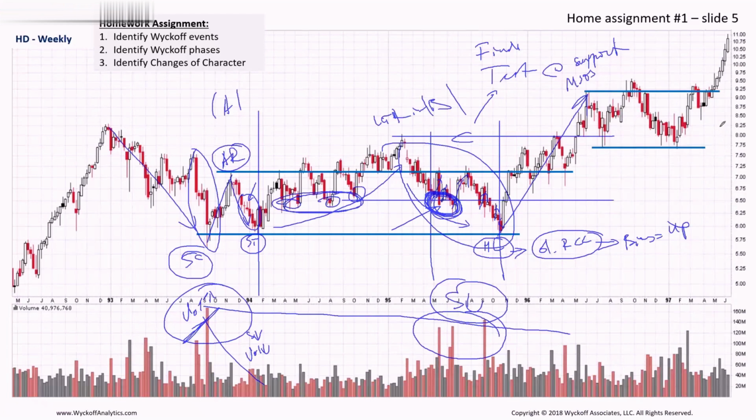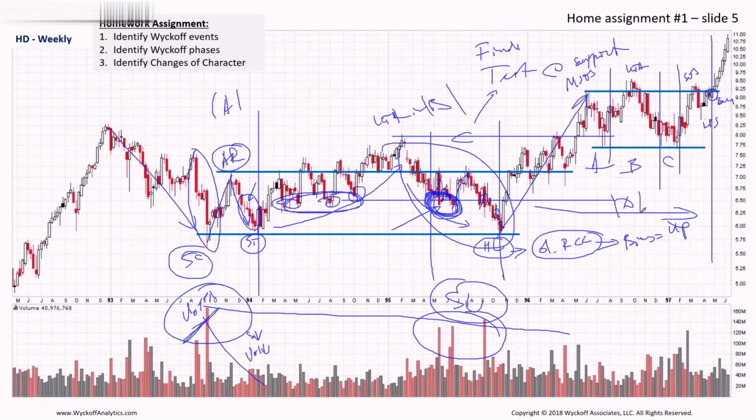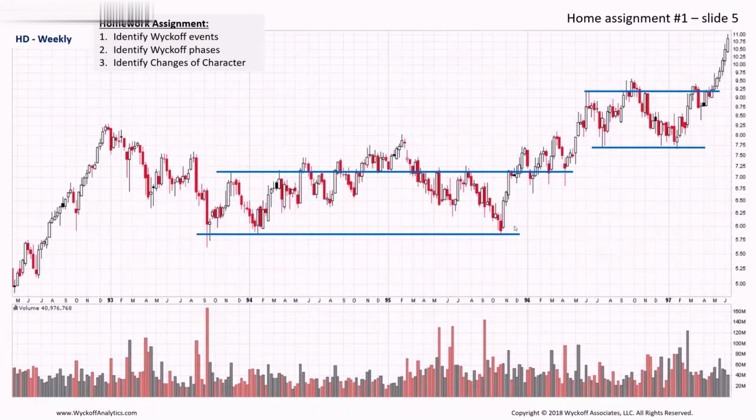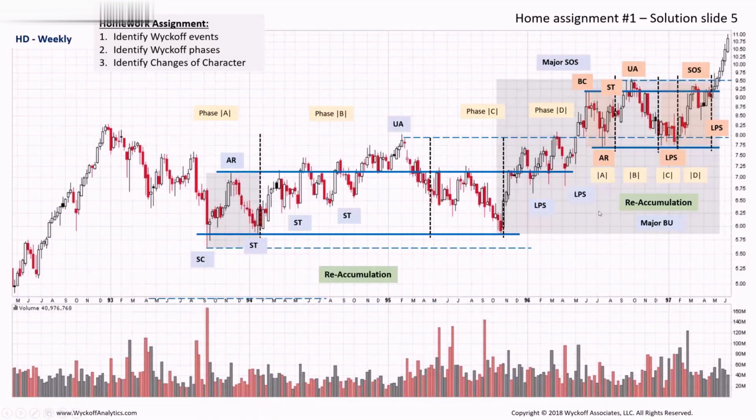And then we're seeing an accumulation range again. Here we would be thinking phase C, sign of strength, LPS, so backing up action at this point. Phase A, phase B, upthrust action. So everything looks to be normal. And then phase D of the larger range is going to be concluded by phase D of the smaller range. So let's have a look.